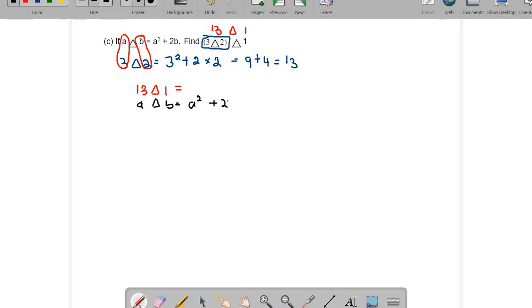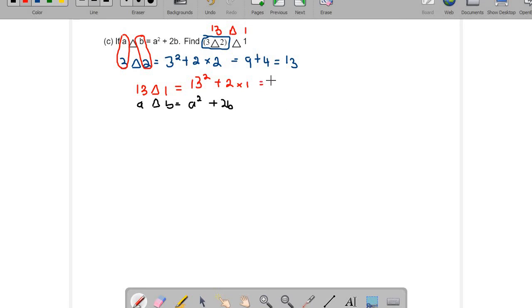All right, so wherever we see A, we're going to put 13 this time. So this is going to become 13 squared plus 2b. Instead of writing b, I'm going to write 2 times 1. So b would be equal to 1. Then we work out our final value.